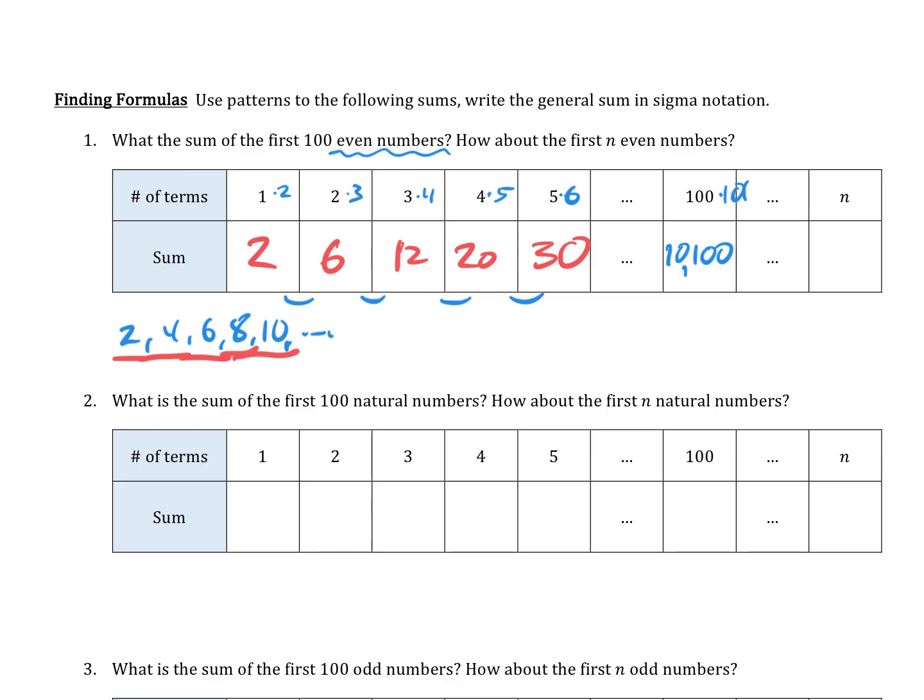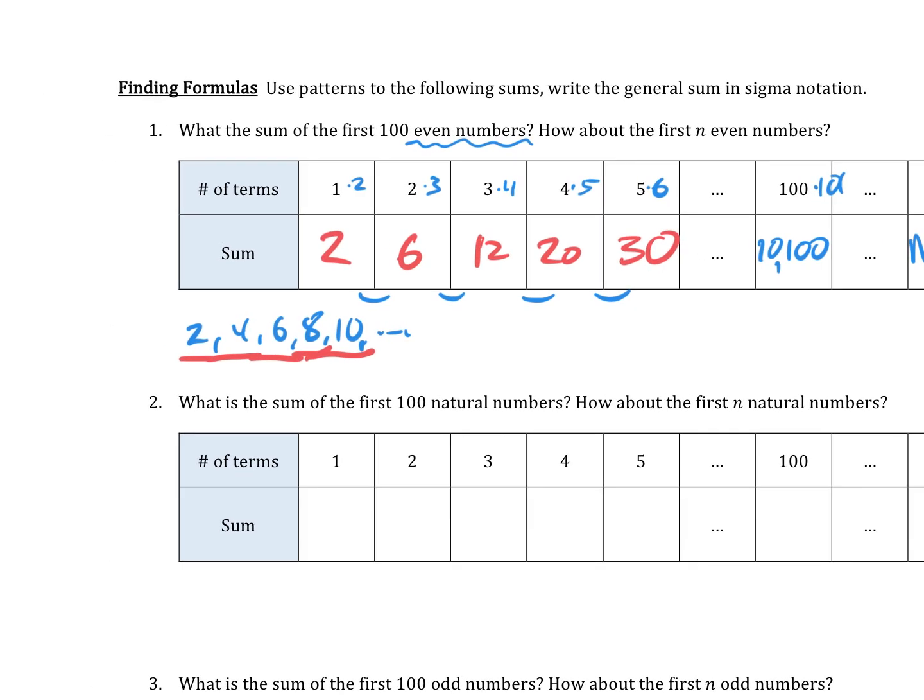So what is this formula we're looking for? This is n times n plus 1. And this, by the way, these are called oblong numbers, or sometimes people call them rectangular numbers.